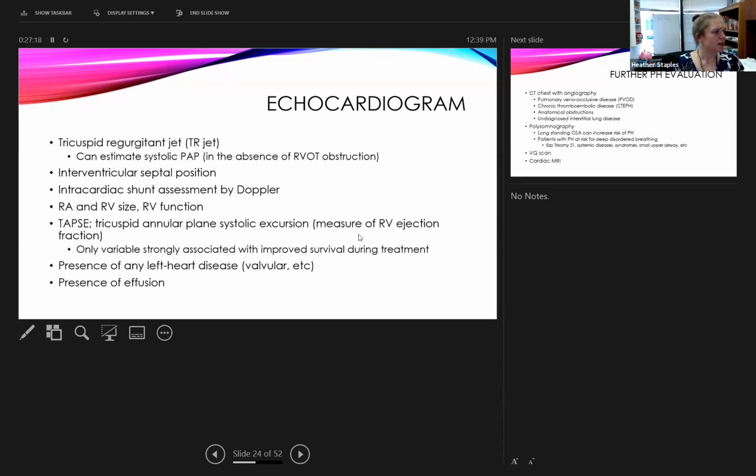We also look at the size of the right atrium and the right ventricle, and the function of the right ventricle. A lot of places have gone to calculating what's called a TAPSE score. We don't typically see those on our echoes. And then you also want to make sure there's not any left-sided heart disease or effusions.